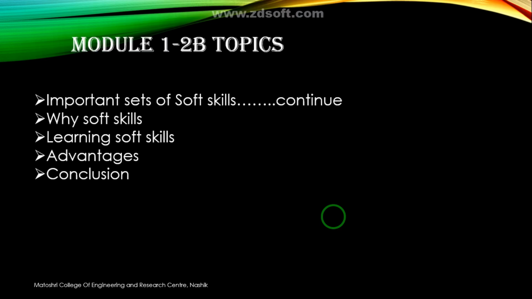So in the previous lecture, we were talking about hard skills and soft skills. And we started with the discussion of important sets of soft skills. We discussed communication and creativity. Now today we are going to discuss the remaining sets of soft skills: why soft skills, advantages, conclusion.